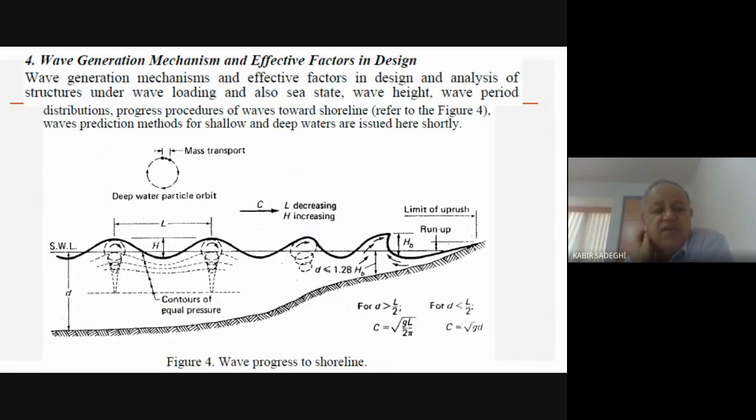In deep water, we have the complete water depth orbitals. These orbits are circular, but in transitional and shallow water, they are ellipsoidal. Why? Because of the effect of the seabed.